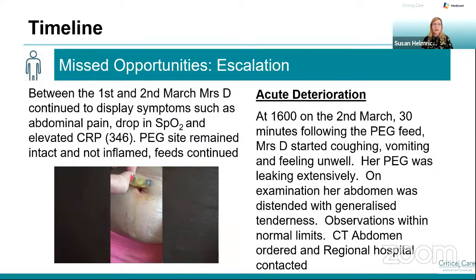So on the 2nd of March at 4 p.m., she suffered an acute deterioration. 30 minutes following a PEG feed, Mrs. D started to cough and vomit. She was feeling generally unwell at this stage. Her PEG was now leaking extensively. On examination, her abdomen was distended with generalized tenderness. Her observations, though, were all within normal limits.